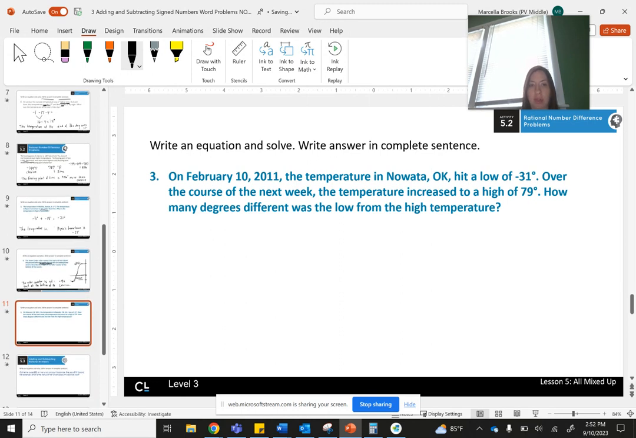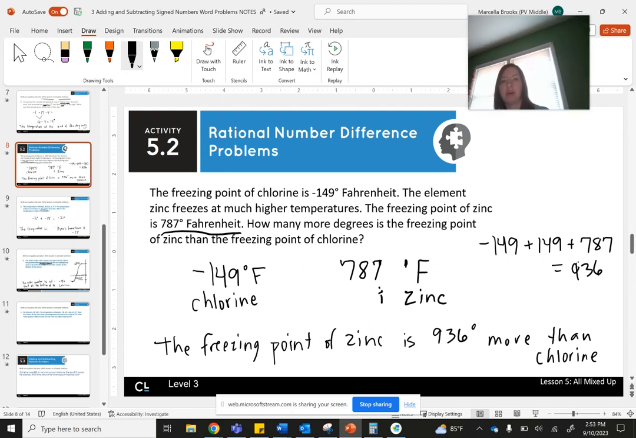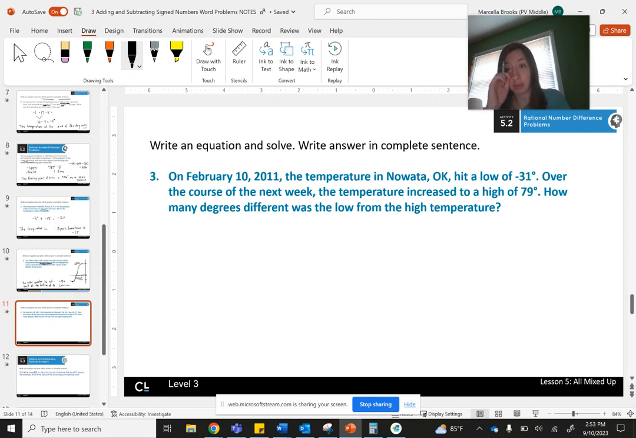All right, on February 10th, 2010, the temperature in Nowata, Oklahoma hit a low of negative 31. Over the course of the next week, the temperature increased to a high of 79. How many degrees different was the low from the high temperature? So again, this one you can do by yourself. It's very similar to the one above, the freezing point of chlorine. So see if you can figure that one out on your own.